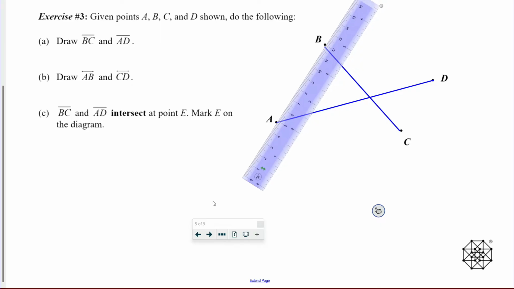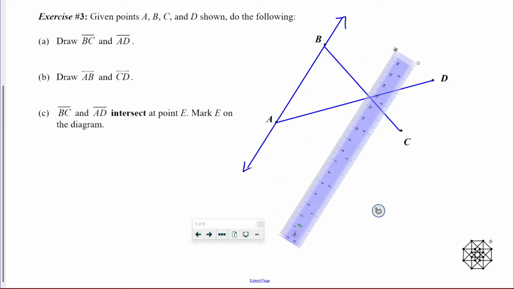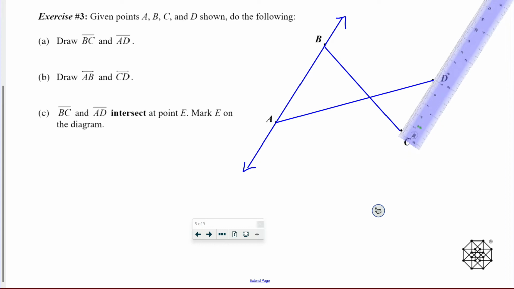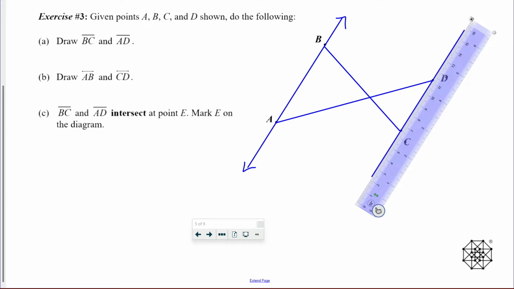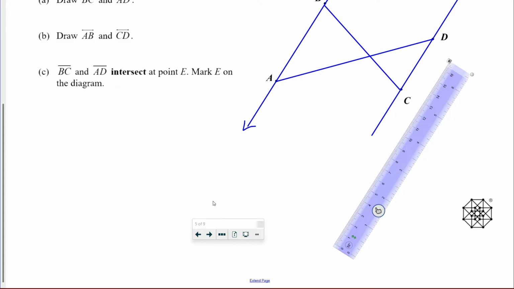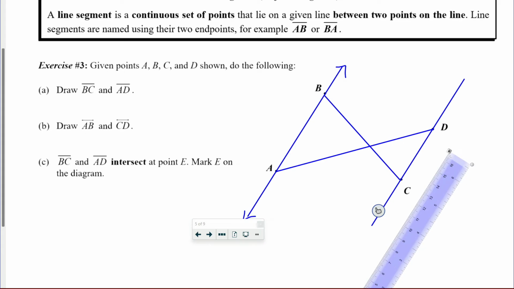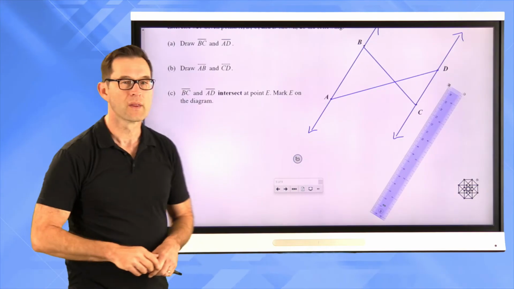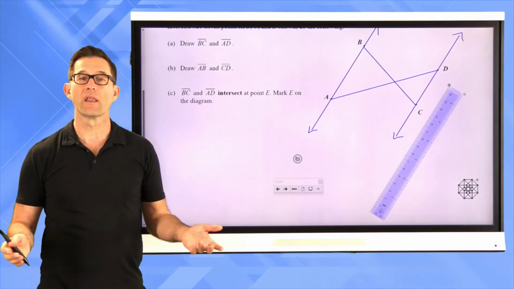And so this time we get a little bit of that going, and we get a little bit of that going. Uh-oh. Come back, your diagram. There it is. And get rid of that. All right. So we've got segments, we've got lines.